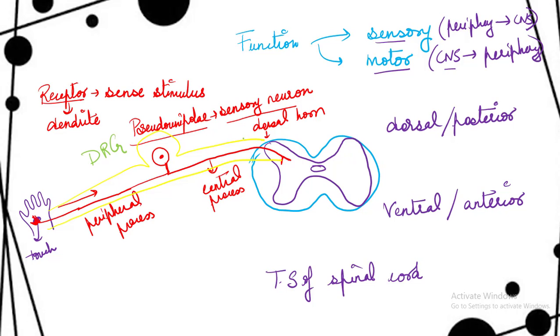Okay, then after getting the impulse, what will happen? It will end on the motor neuron, because which part of the spinal cord is this? This is called the ventral horn. So the ventral horn is motor. From here the motor neuron will come and take the impulse back to the periphery. Because it is taking the impulse back from the CNS to the periphery, it is called the motor neuron. So this is the classification of the neuron. Hopefully it is clear to you.